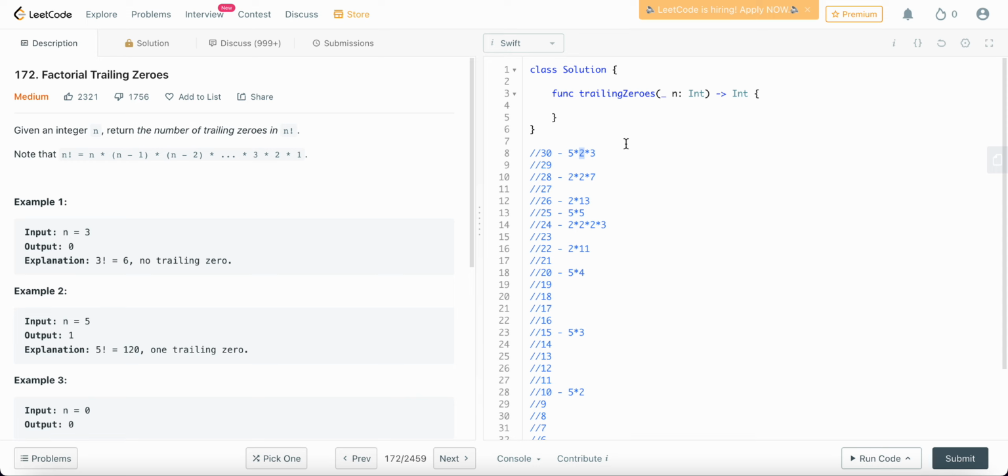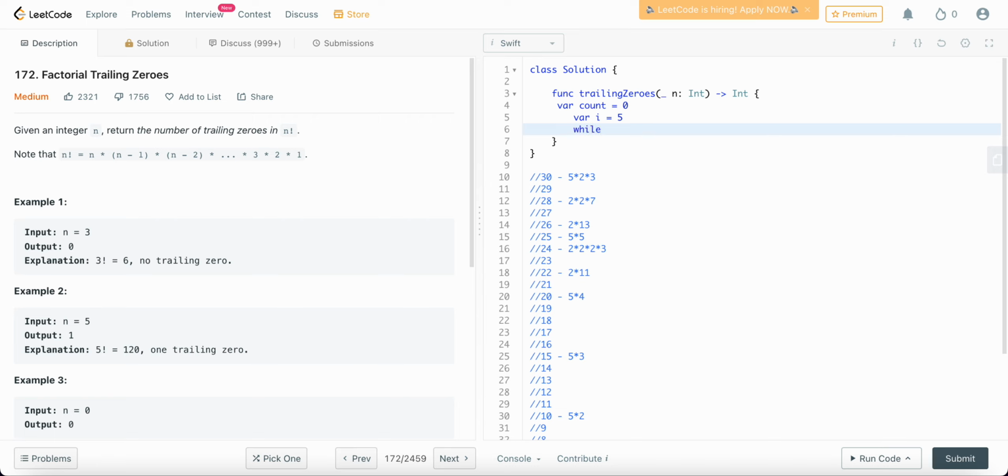But there is a slight problem. For 25, we have two 5's. For 125, it will be 5 into 5 into 5. For 625, it will be four 5's. So we have to take care of that situation. For that, let's first take a variable which will save our count, starting at 0, and i, which we will use in the loop.